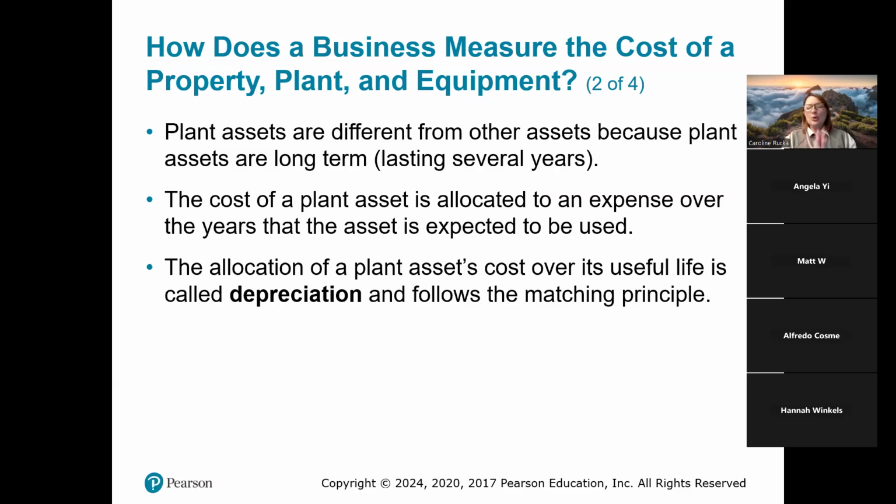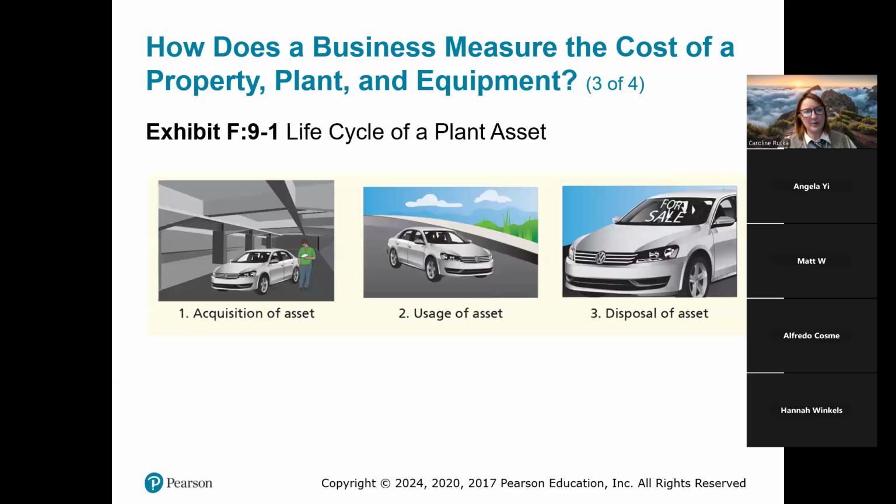So, in order to account for these assets, we want to allocate or stretch that cost over the useful life of that asset, okay? And we call that allocation of the cost depreciation. And this follows the matching principle.